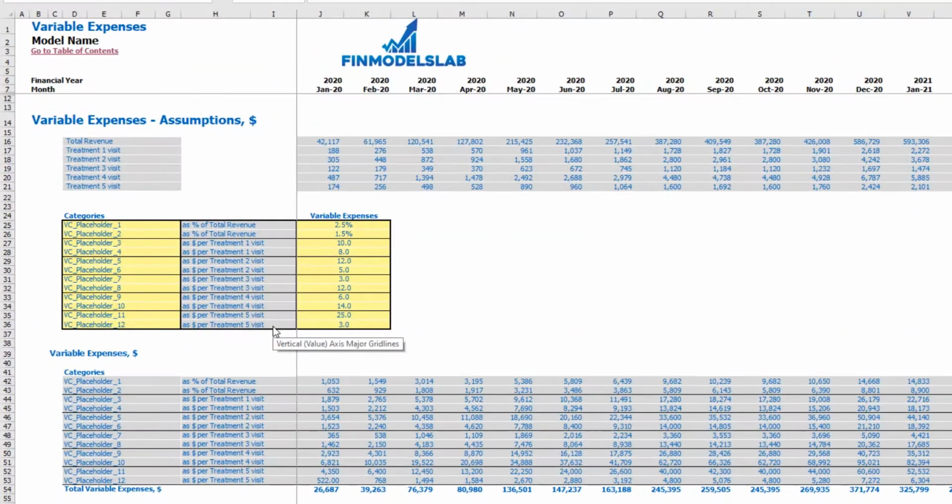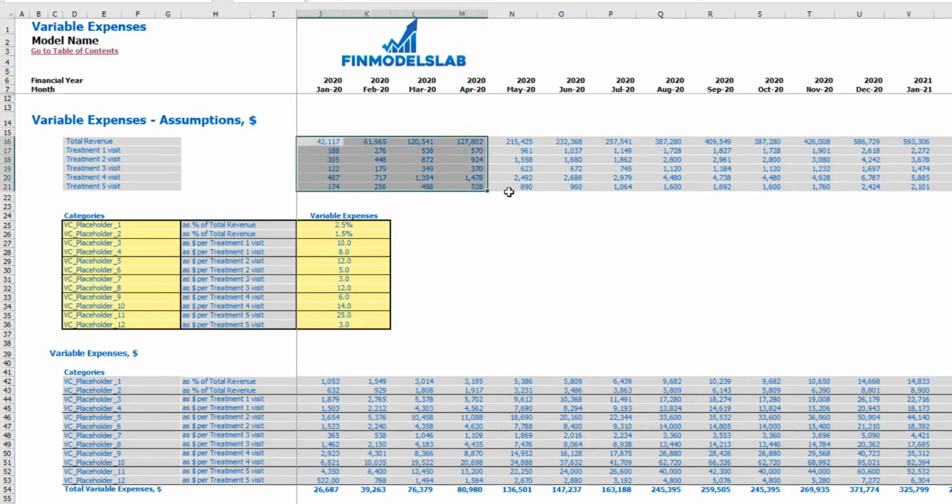On the Variable Expenses tab, you may find up to 12 placeholders to input your variable expenses by different line items. You have different options of how to forecast your variable expenses. First type is forecast as a percentage of total revenue, and for each treatment you have 2 line items to forecast your variable expense as dollar per 1 visit for particular treatment.